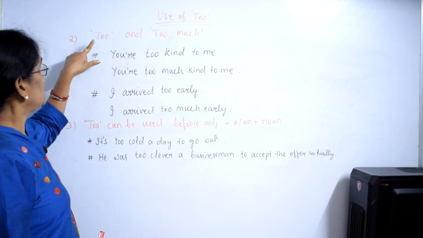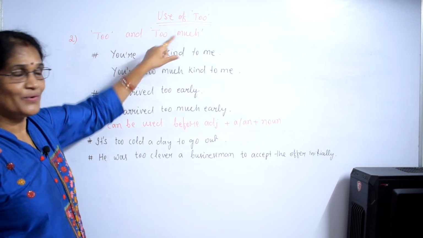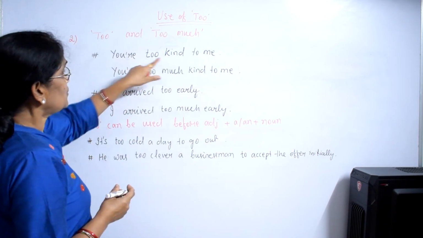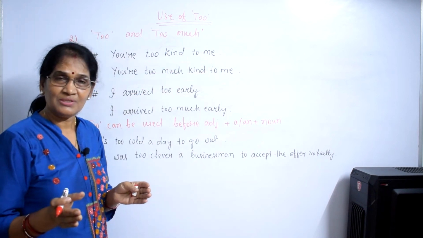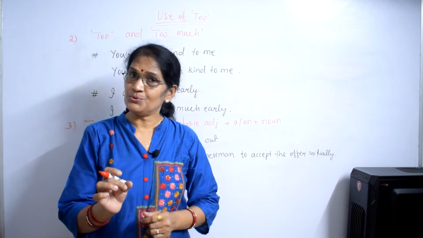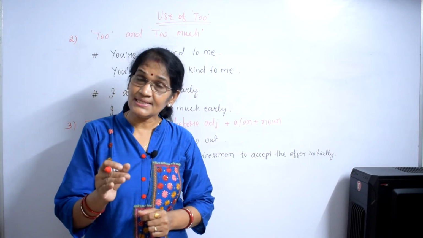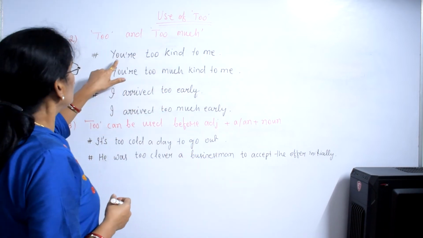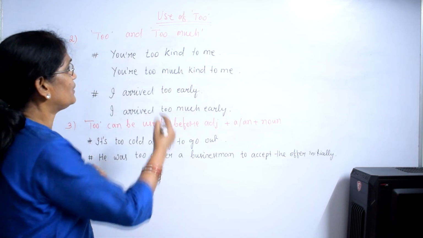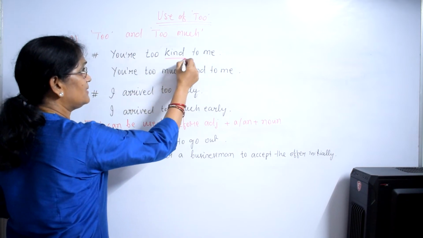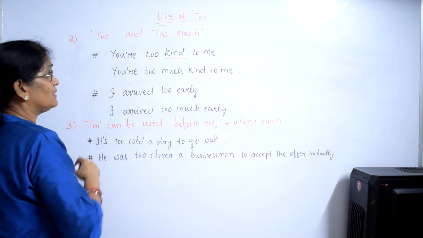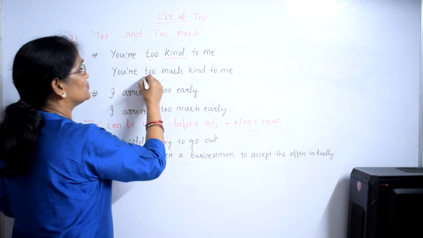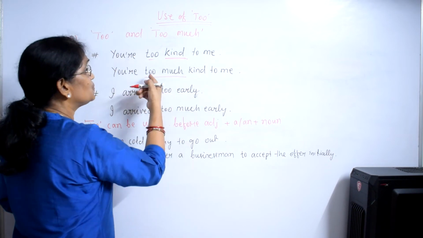Next point, use of too much. Okay? You have known too means excess, right? You are too kind to me. What I told, before an adjective we use too, not before an adjective with a noun, right? So, you are too kind to me. Okay, so before the adjective kind, we use too. You are too much kind to me. It's incorrect. We can't use too much kind.